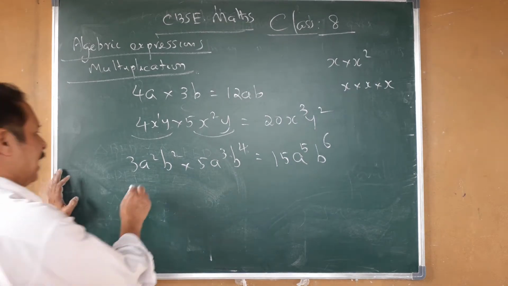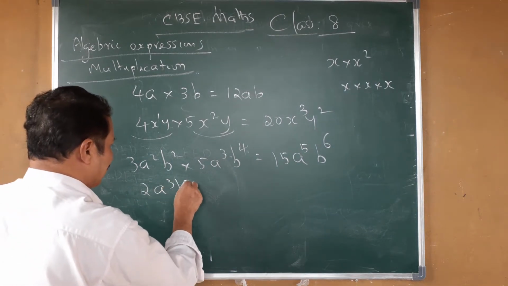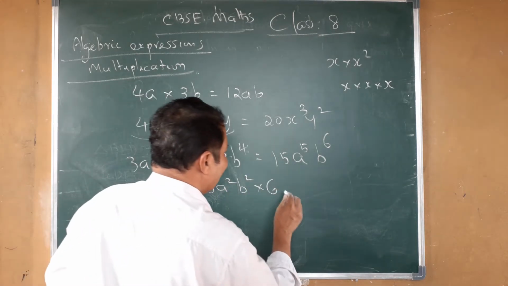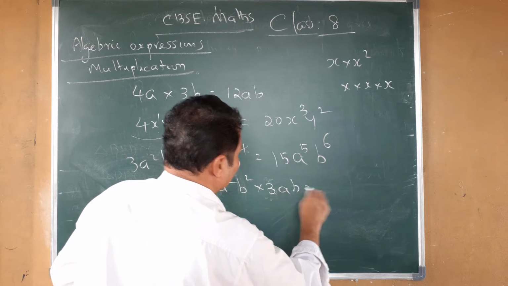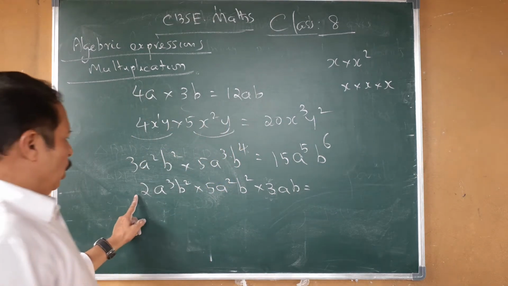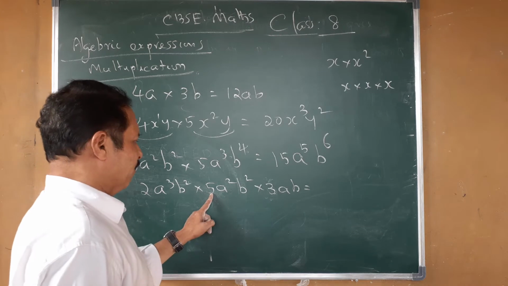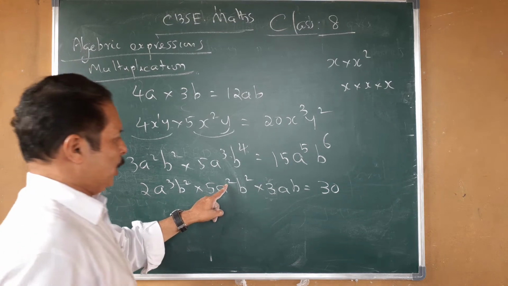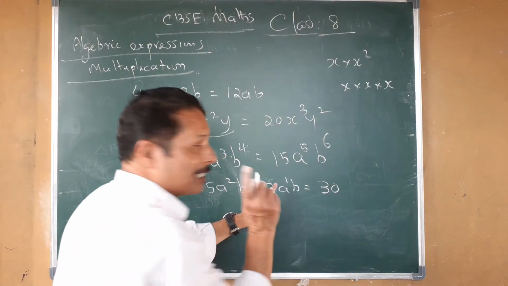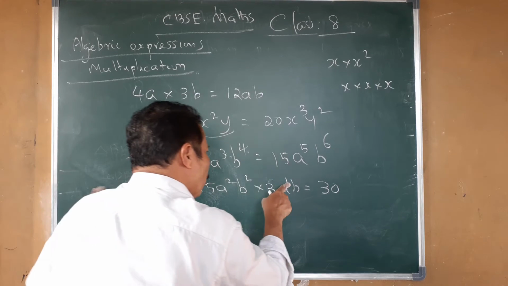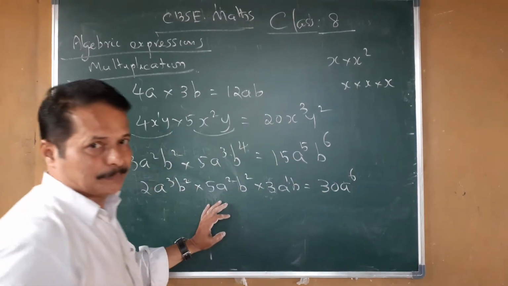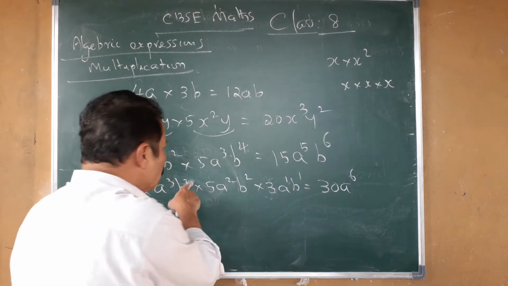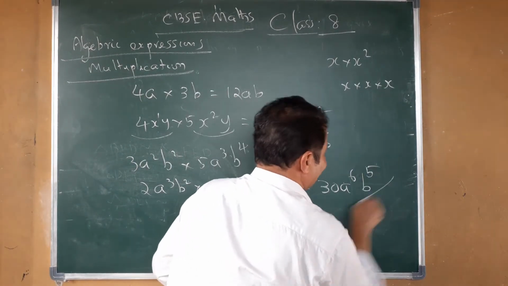Once again, 2a raised to 3 b square into 5a raised to 2 b raised to 2 into 3ab. Are you ready? All of them are monomials. 2 into 5 into 3, 2 into 5, 10, 10 into 3, 30. a raised to 3 into a raised to 2 into a. a means a raised to 1. 3 plus 2 plus 1 is 6. b raised to 2 into b raised to 2 into b raised to 1. 2 plus 2 plus 1 is 5.